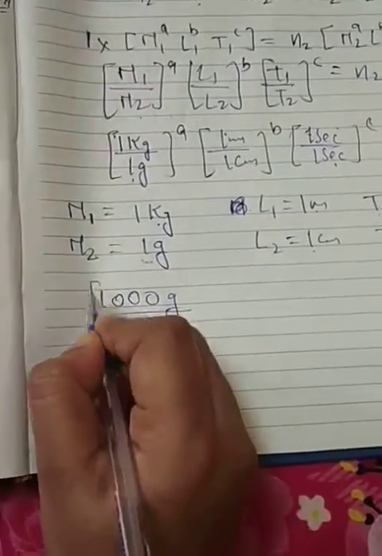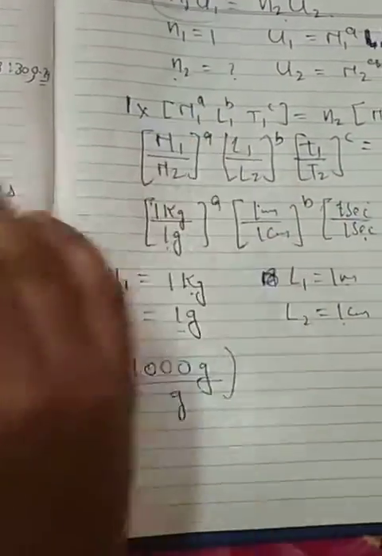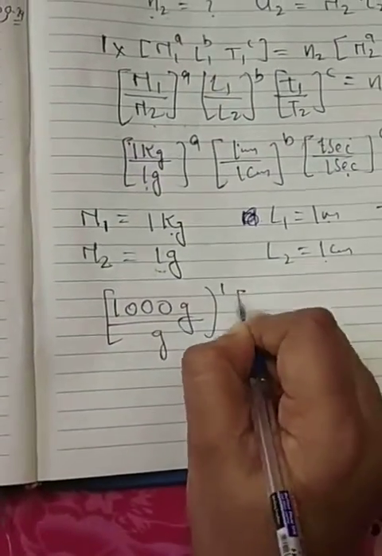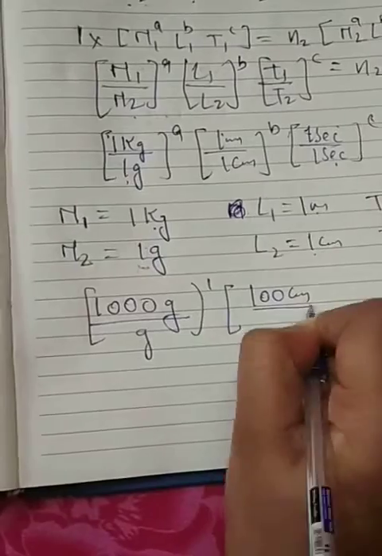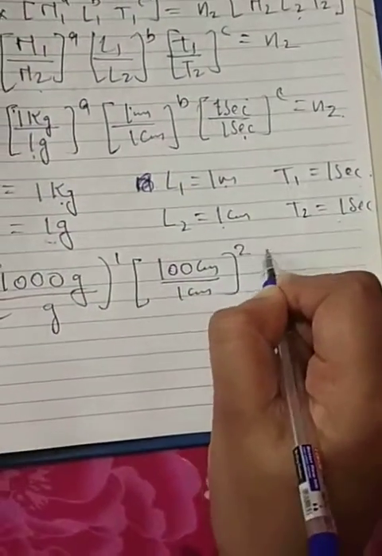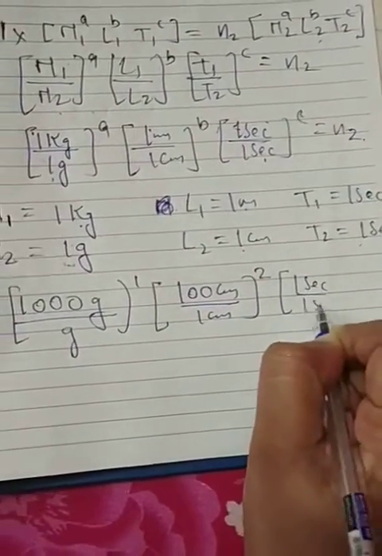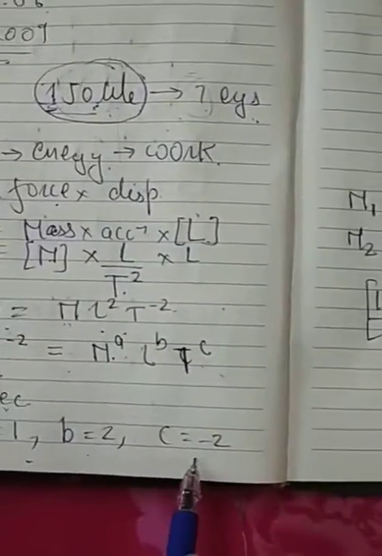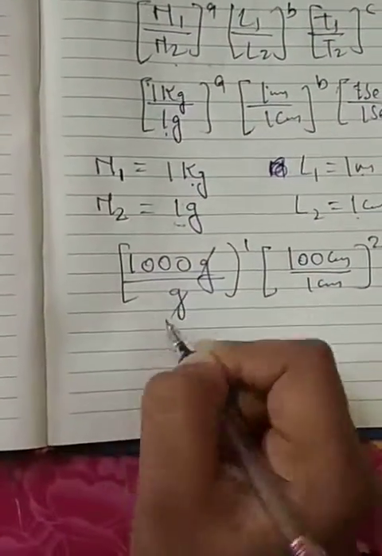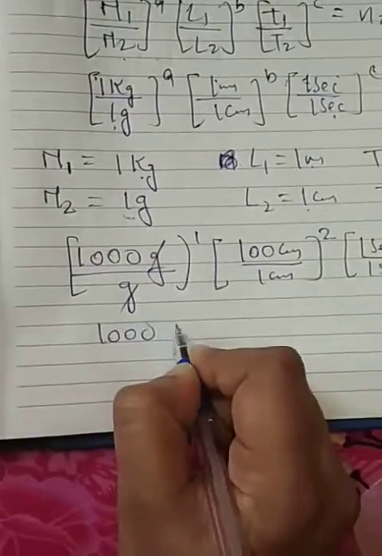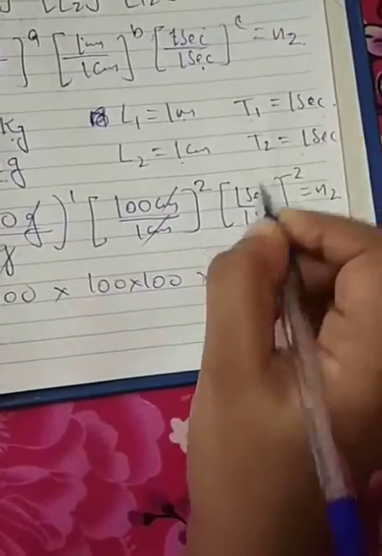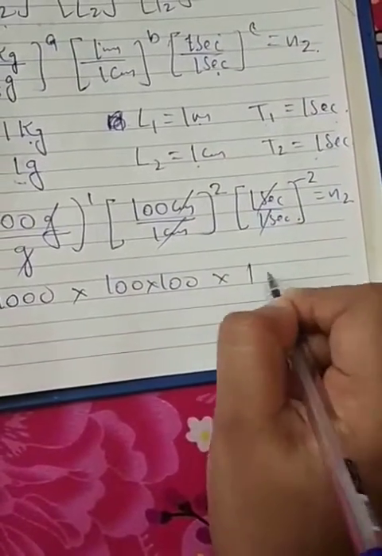So that unit is cancelled out because N2 is a dimensionless quantity. What is A? A is equal to 1. Very nice. 1 meter is equal to 100 centimeter. What is the value of B? B is 2. 1 second, 1 second. And what is the value of C? It is minus 2. So N2 equals this. Gram to gram cancel. We have 1000 to the power 1, that is 1000. Centimeter to centimeter cancel, 100 into 100. Second to second cancel. 1 to the power minus 2 is 1.